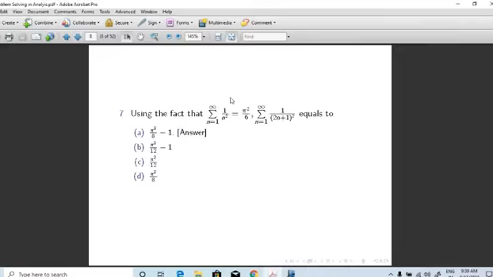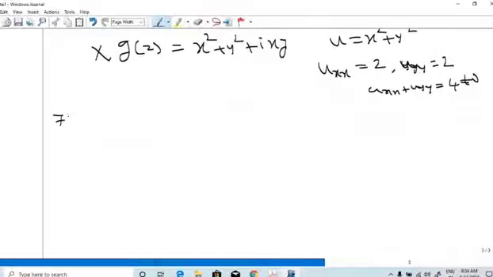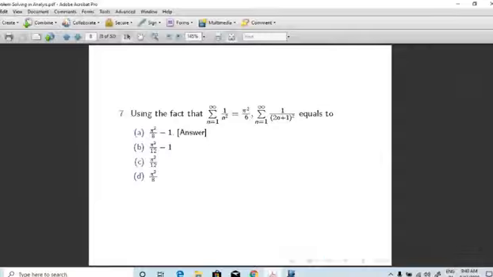Now look at the next problem. Suppose it is given that the sum of 1/n² from n = 1 to infinity is π²/6. Then what is the value of this summation? Actually, it is just a simple calculation. You have to rewrite the given summation. They have given that the summation from n = 1 to infinity of 1/n² is equal to π²/6. Now the question is, what is the summation of 1/(2n+1)², where n goes from 1 to infinity?